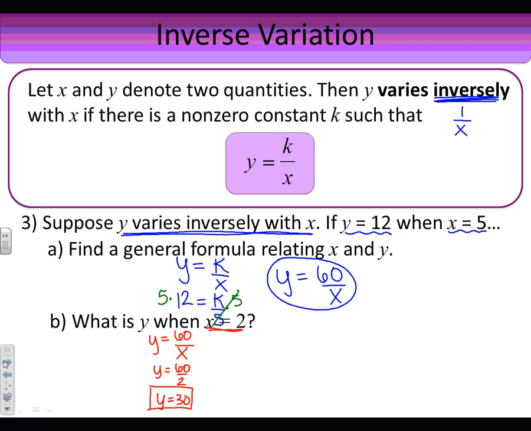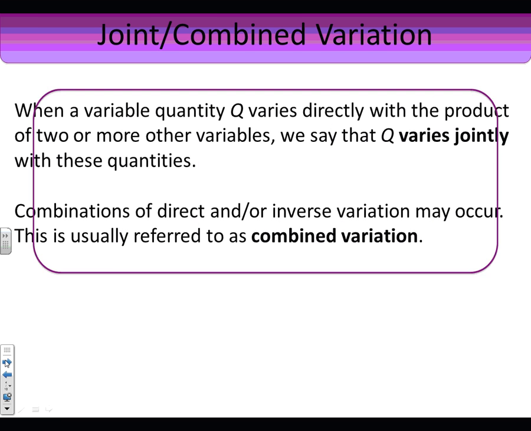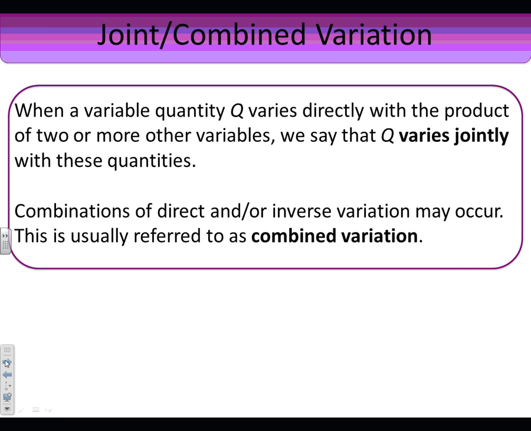Okay, so we have direct variation and we have inverse variation. The last one we have is joint or combined variation. So please go ahead and write this definition down. When a variable quantity q varies directly with the product of two or more other variables, we say that q varies jointly with these quantities.